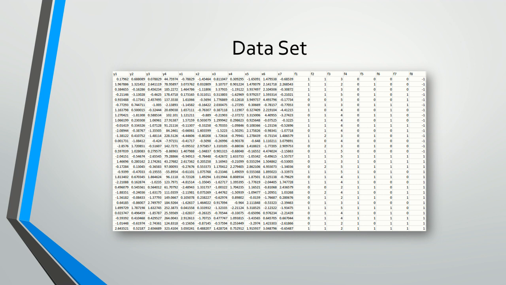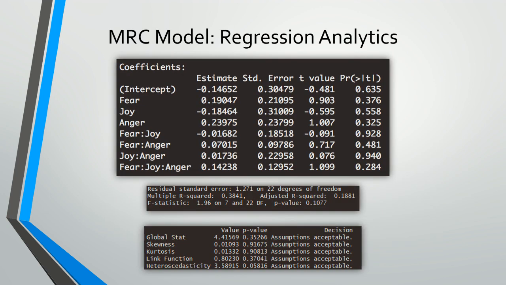We have 8 factors, 7 covariates, and 4 dependent variables. And here's our regression analytics. I used x1, x2, and x3. x1, x2, and x3 respectively are fear, joy, and anger. And then we'll have y1, which in this case we'll just call emotionality. We also have our b0 intercept and all the subsequent interactions between the 3 covariates.